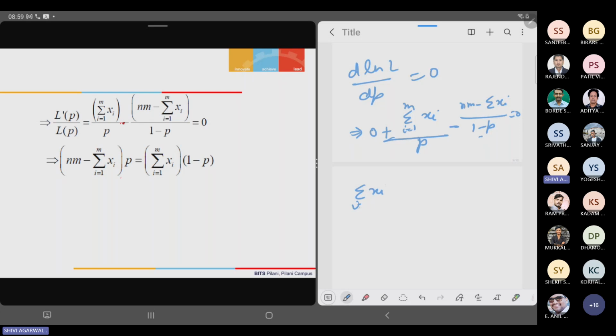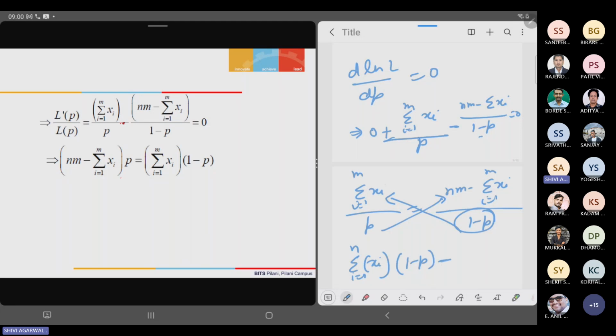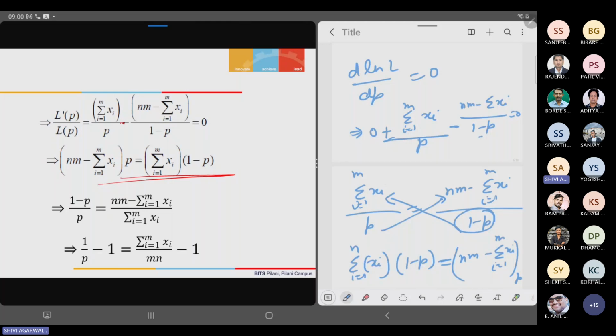Summation of xi, i equal to 1 to m upon p, is equal to nm minus summation of xi, i equal to 1 to m upon 1 minus p. So 1 minus p is going this side, p is going this side. So summation of i equal to 1 to n xi into 1 minus p is equal to nm minus summation of xi multiplied by p. This is the same expression. Okay, now we can simplify it and put it equal to 0.